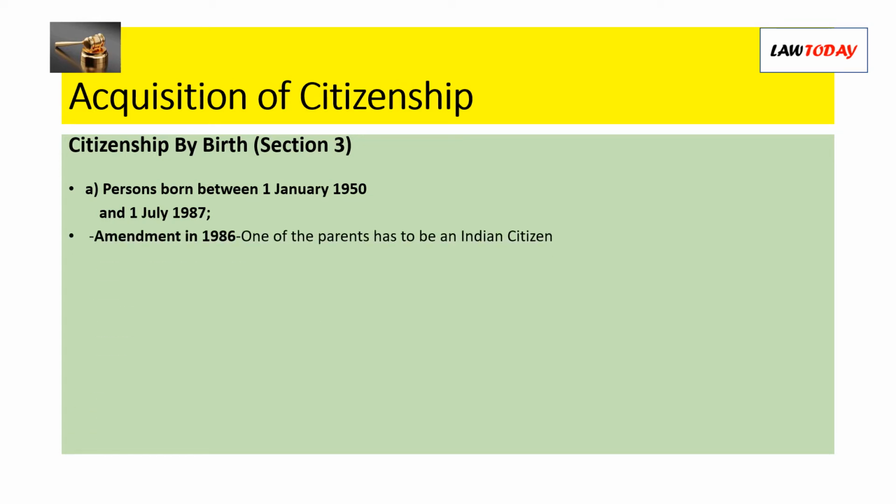Section 3 was amended in 1986. Before the amendment, any person born in India after 26 January 1950 could be an Indian citizen. But the amendment of 1986 stipulates that it is no longer adequate to be born in India to be granted Indian citizenship. At the time of his birth, either one of the parents has to be an Indian citizen for the person to become a citizen of India.